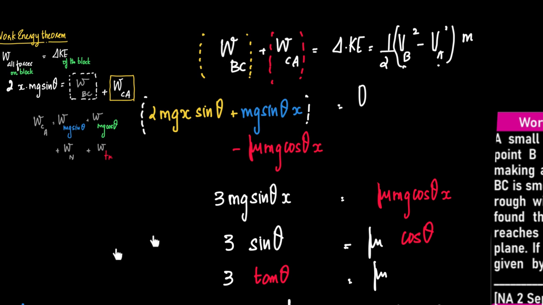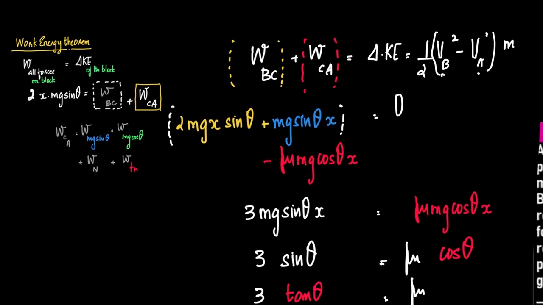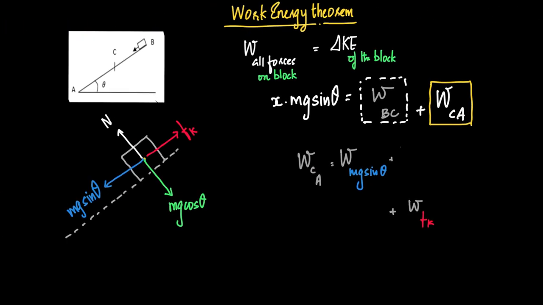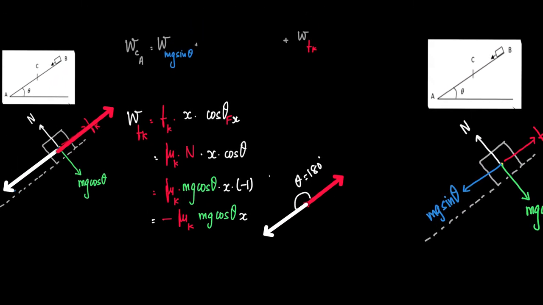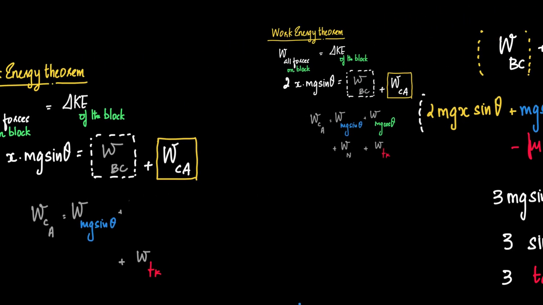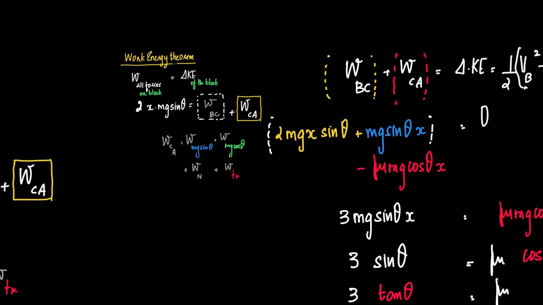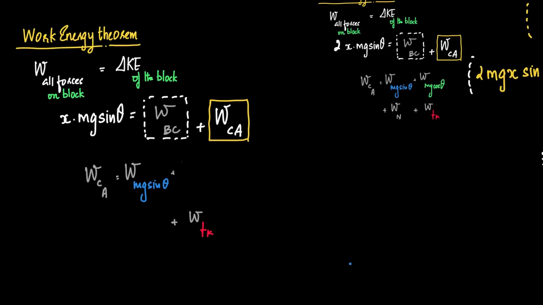What is work done along BC? We have found out work done along BC to be 2x into mg sin theta. What is work done along CA? We found out work done along CA to be, what was the value? Okay, now I'm getting a bit confused here with the writing. Okay, right.